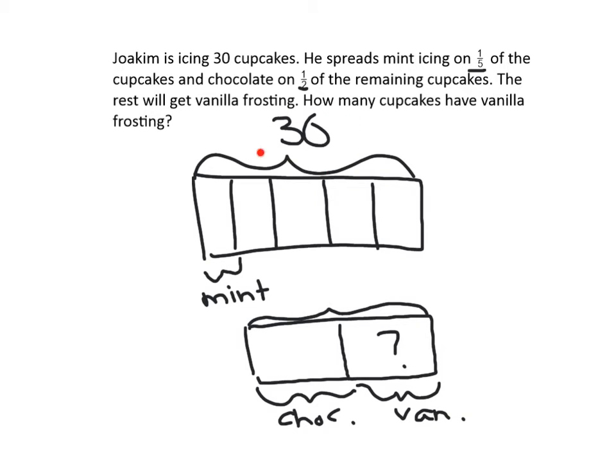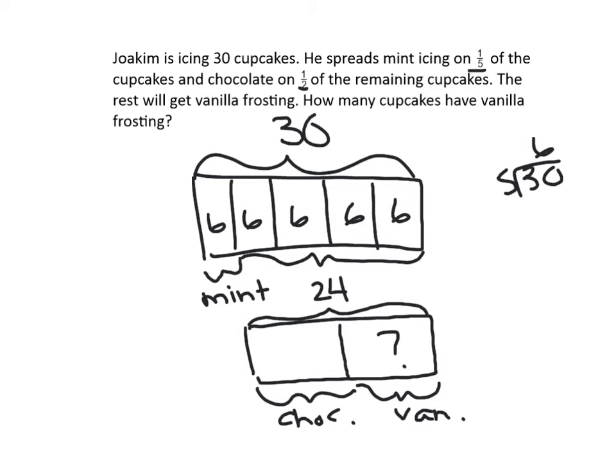So we know he has 30 cupcakes and 1/5 is mint. Okay, so we've got to split it amongst this 5 here. So we're going to do 30 divided by 5. And we should know that 30 divided by 5 is 6. So each unit is 6. So there's going to be 6 with mint, but that's not our answer. But that's going to help us. So we know that if 6 is mint, we have to find the remaining, which is this 4/5 right here. So that's 6 times 4, which is 24. So there's 24 remaining.